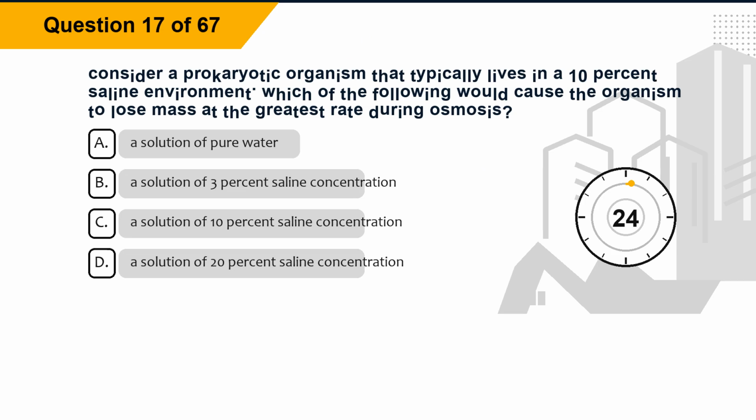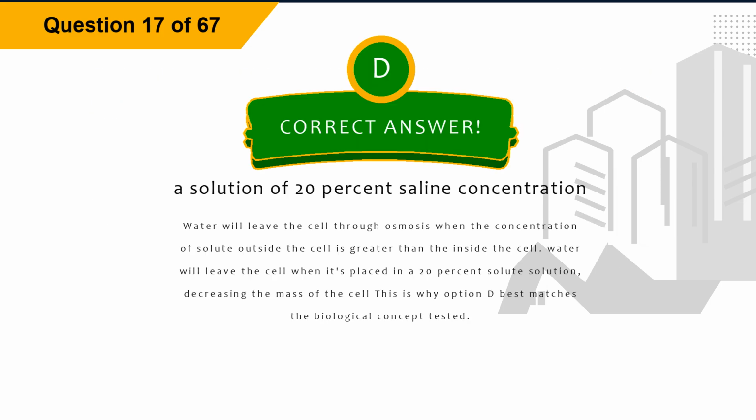Question 17. Consider a prokaryotic organism that typically lives in a 10% saline environment. Which of the following would cause the organism to lose mass at the greatest rate during osmosis? Option A, a solution of pure water. Option B, a solution of 3% saline concentration. Option C, a solution of 10% saline concentration. Option D, a solution of 20% saline concentration. The correct answer is option D, a solution of 20% saline concentration.